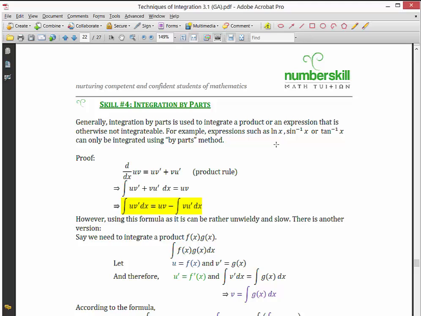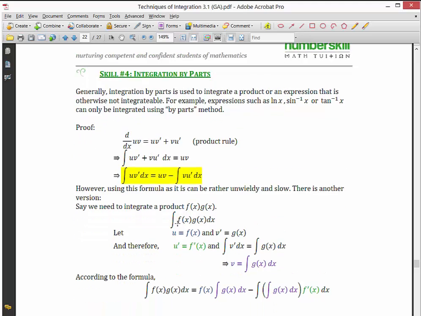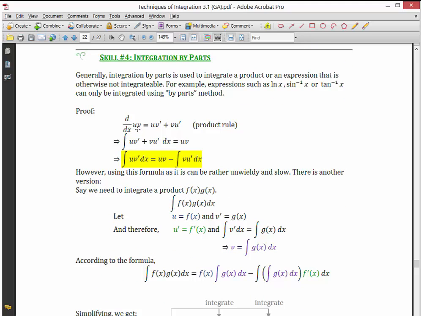Integration by parts is not anything too foreign to you because it is, after all, just integration. It's actually from the product rule. If you pay attention to this proof on the screen now, this is your O-level stuff, when you first learned your product rule. You keep the u, differentiate the v, plus you keep the v, differentiate the u, correct? So if you integrate the right hand side, you will get back the left hand side.